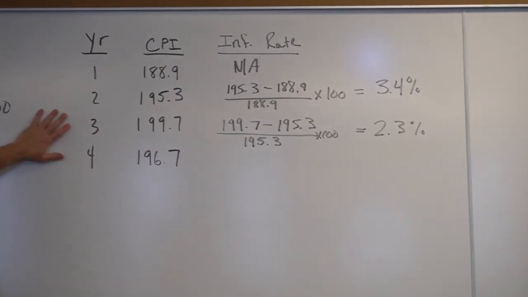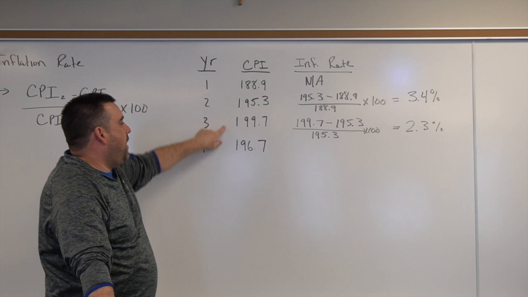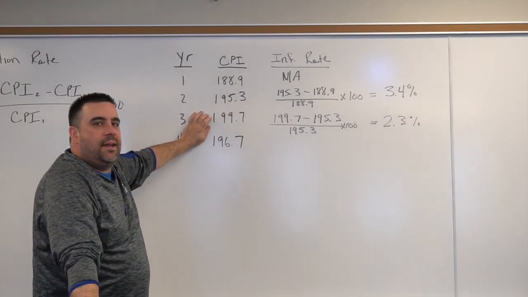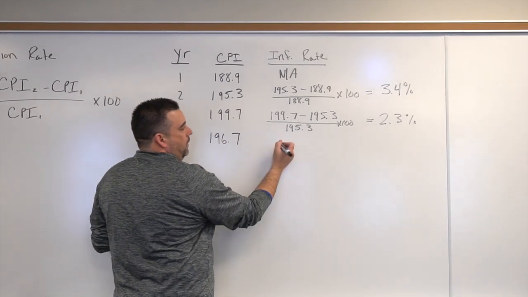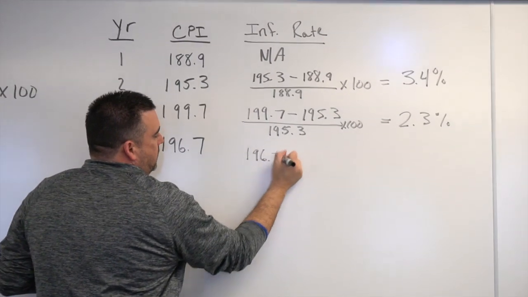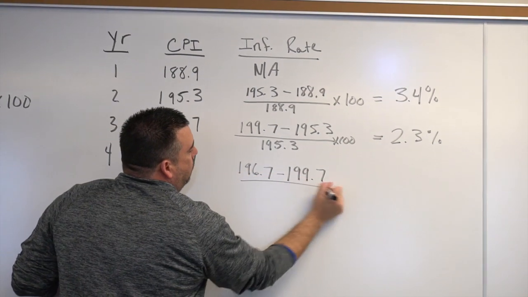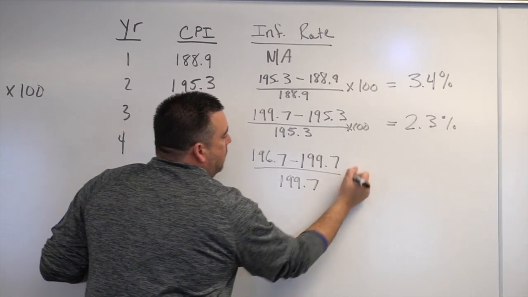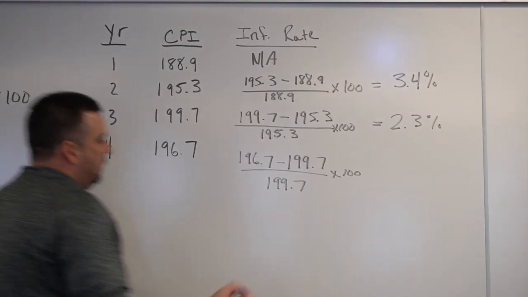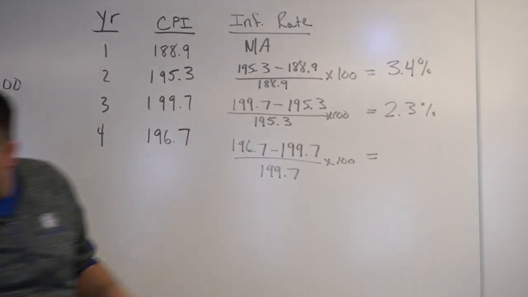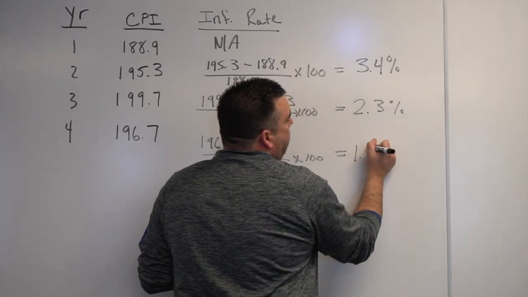And then as we go to year 4, something interesting is happening. You'll notice that my CPI value has actually gone down. That's telling me that prices have fallen. And you'll see whenever I calculate this out, again using my same formula, my new value, 196.7, minus my prior, 199.7, over 199.7, I'm actually going to get a negative value here. So I end up getting negative 1.4%.